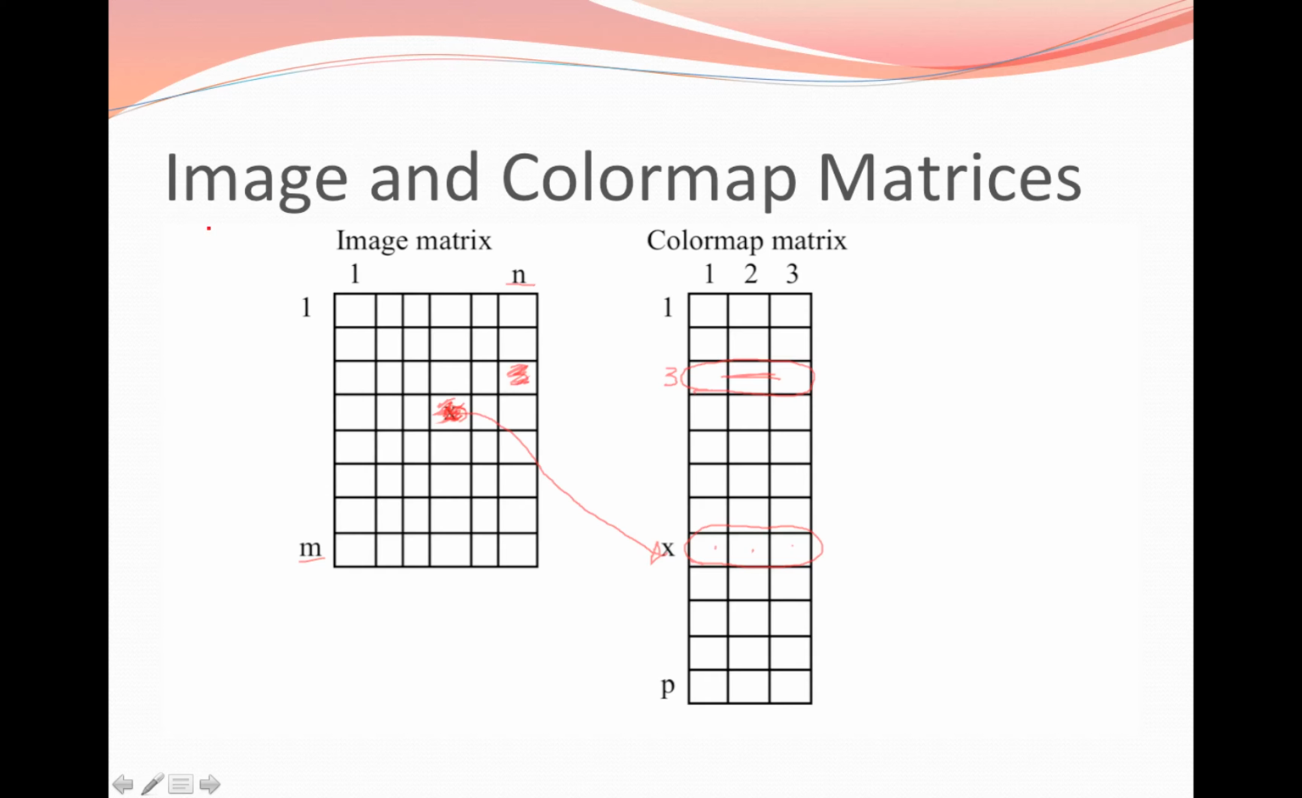So again, in the image matrix, every element is an integer, which is an index into this color map. It says which particular row, which means which particular color is going to be displayed in that location in the image matrix.